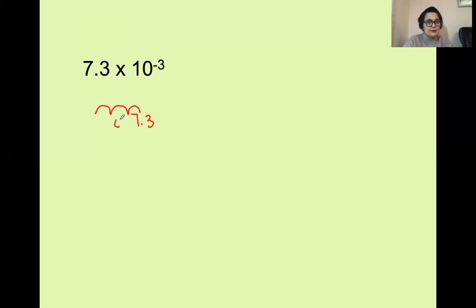Okay, then you replace the arcs with the new zeros, place the new decimal point, and there you go. So our new number is going to look like this, 0.0073.